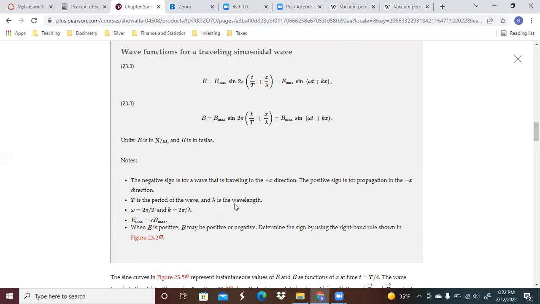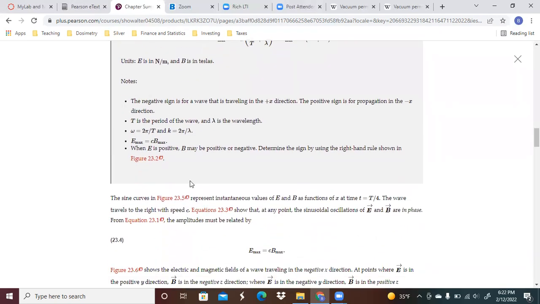Capital T is the period of the wave, and lambda is the wavelength. Omega, of course, is 2 pi divided by T, and k is 2 pi divided by lambda. E max is equal to c times B max, and when E is positive, B may be positive or negative. Determine the sign by using the right-hand rule.